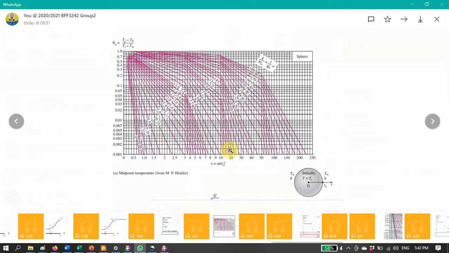Now we have this Heisler chart, right? In the book, they are using this table, right? So I'm not going to use the table. I'm going to use the chart. They give you almost the same results, right? So in the examination, I don't mind. If you want to use table, also okay. You want to use graphic curve approach is also okay.